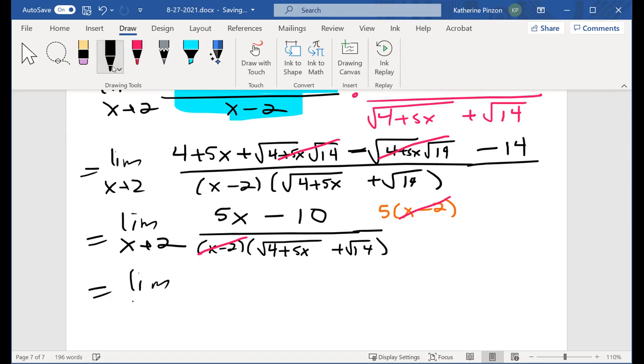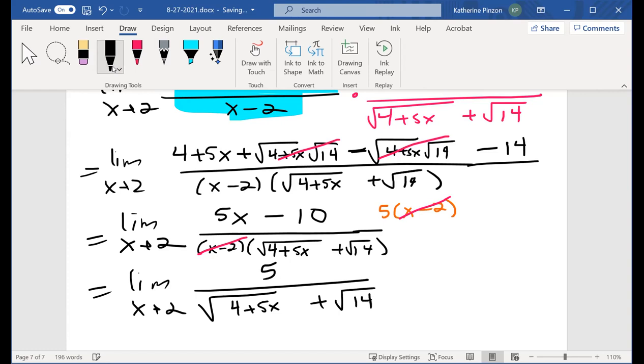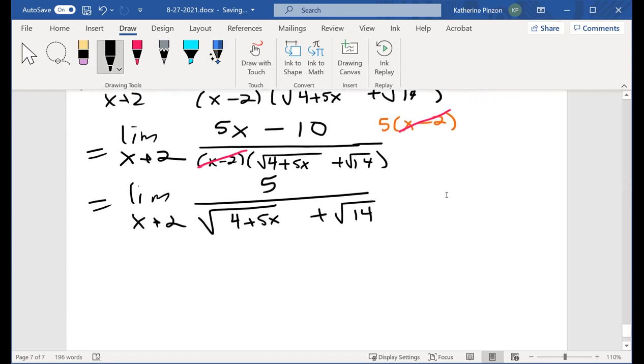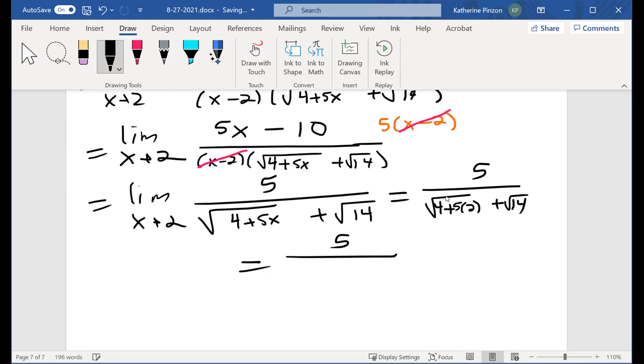So I have limit as x approaches 2. 5 is left in the numerator, and square root 4 plus 5x plus square root 14. What's left? Plug in 2 for x. So it's 5 over, this is square root 14. Square root 14 plus square root 14 is 2 square roots of 14.